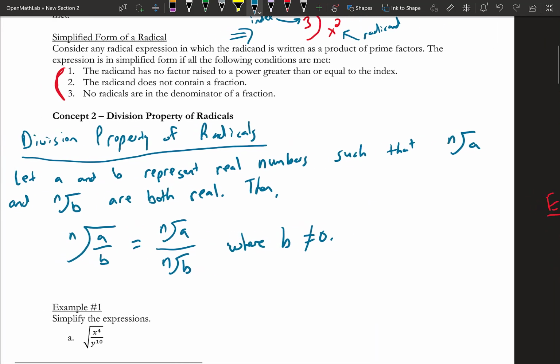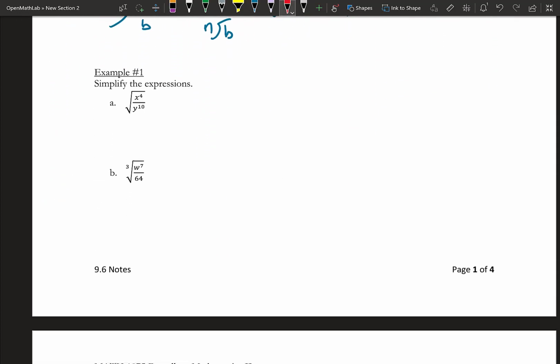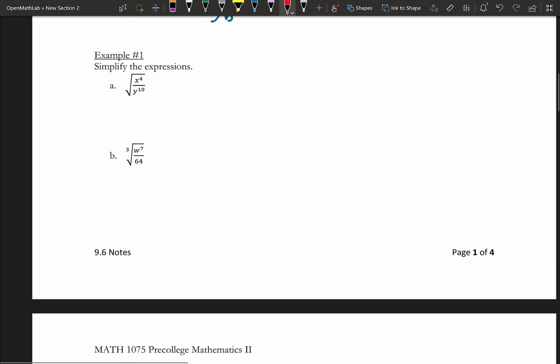So let's look at some examples. Example 1, we're asked to simplify the expressions. The very first one, we have the square root of the quotient of x to the 4th and y to the 10th. This would be equal to the square root of x to the 4th divided by the square root of y to the 10th.